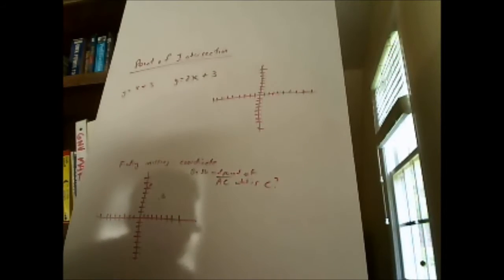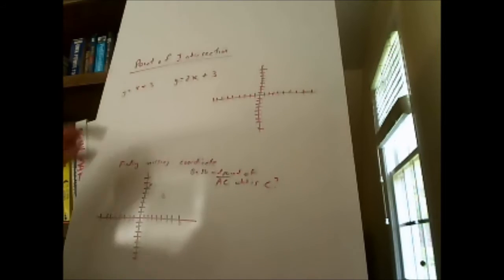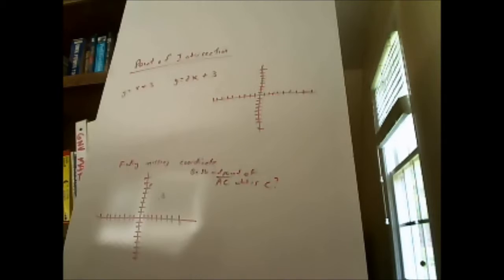Okay, next on the agenda here is solving for the point of intersection and also finding a missing coordinate if you're given 2 points. First question. You have two equations here, two lines: y equals x plus 3 and y equals 2x plus 3. The question is, do these two lines intersect? And if they do, where's their point of intersection?